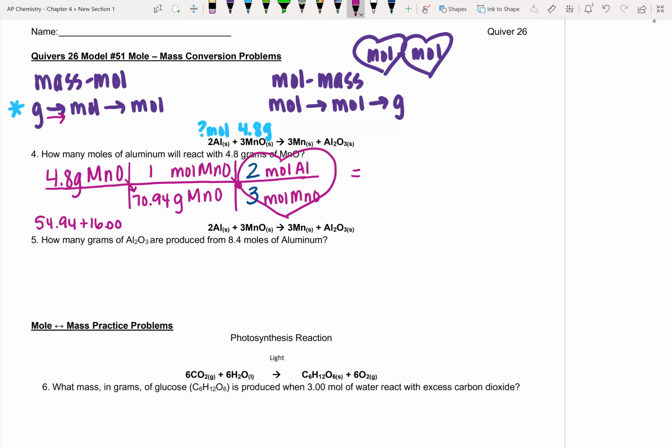70.94 is going to be an exact number. I will not factor that into my sig figs. The 2 and 3 are also exact numbers. They have infinite sig figs. So where I look for my sig figs on my answers is going to be this number I'm given in the question, this 4.8.